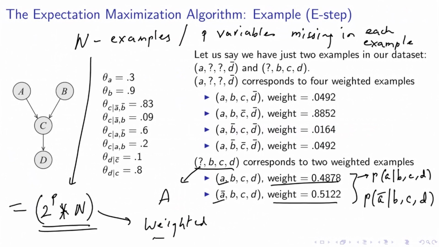Okay, and remember, all of the completed examples will be weighted by the appropriate weight. So to summarize, the output of the E step will be a bigger data set, and not only a bigger data set, but a weighted data set. And now let's see what happens in the M step.